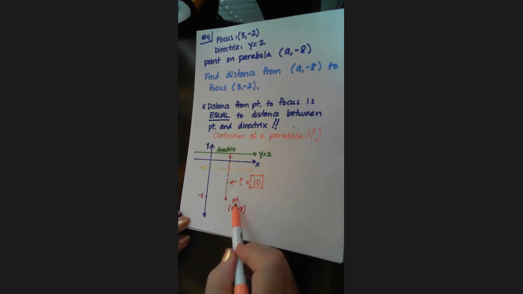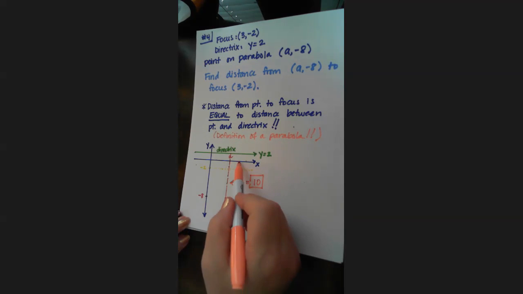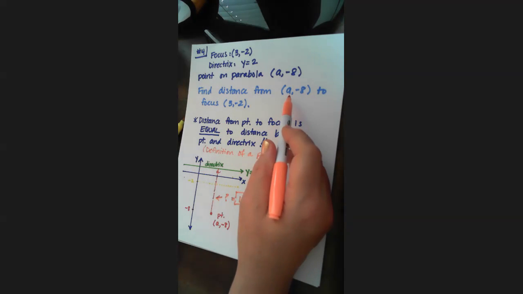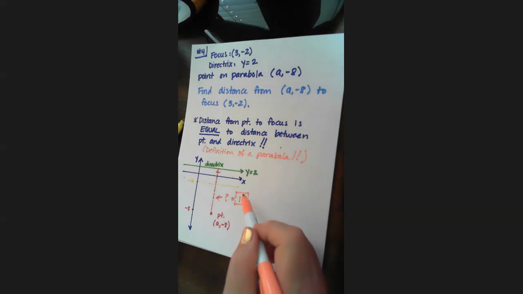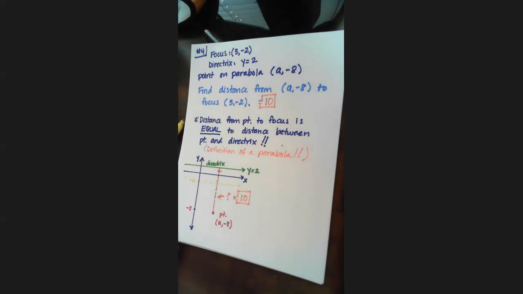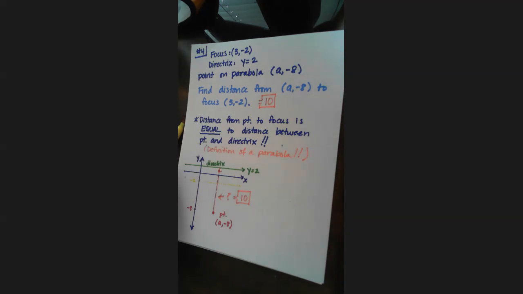And if this distance from this point to the directrix is 10, then the distance from the point on the parabola to the focus has got to be the same distance. And so this distance is 10. So the distance will be 10 units. And that's using the definition of a parabola, with regards to the distance from the point on the parabola to the focus and the distance from that same point to the directrix.